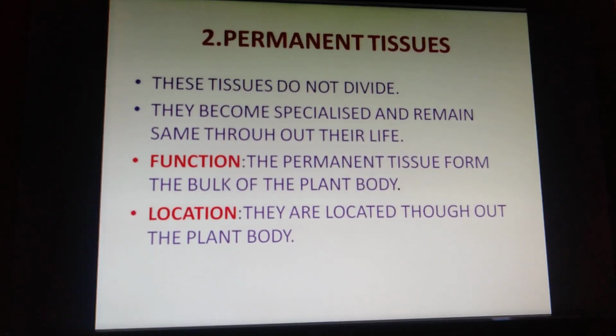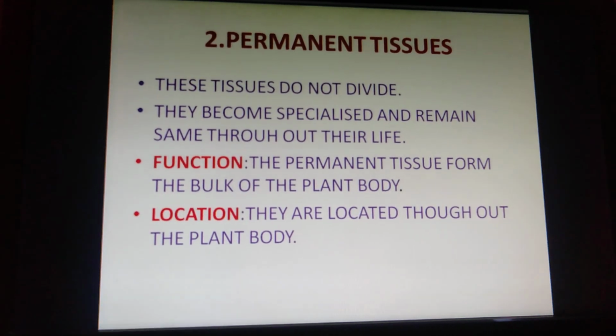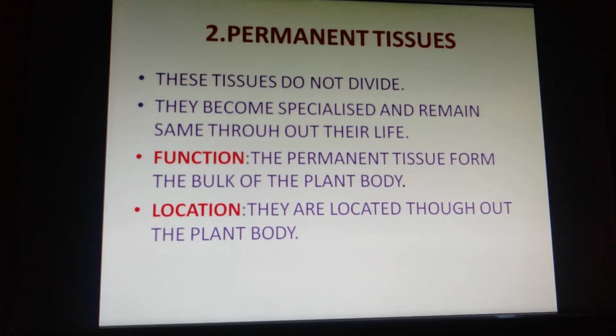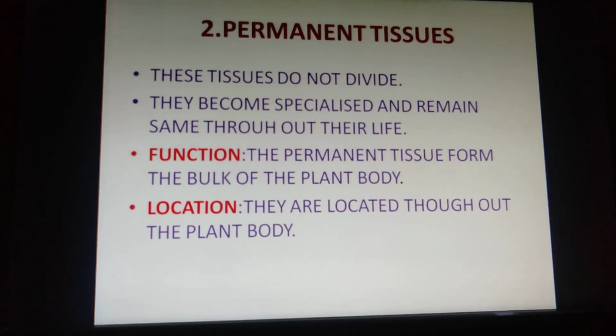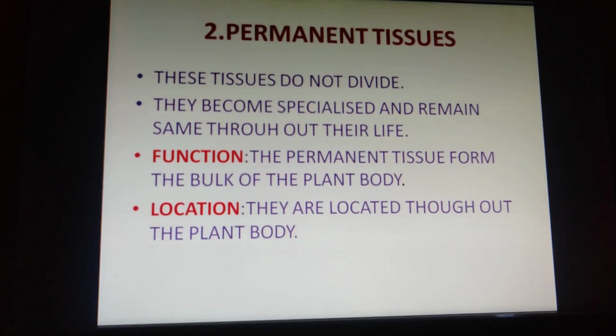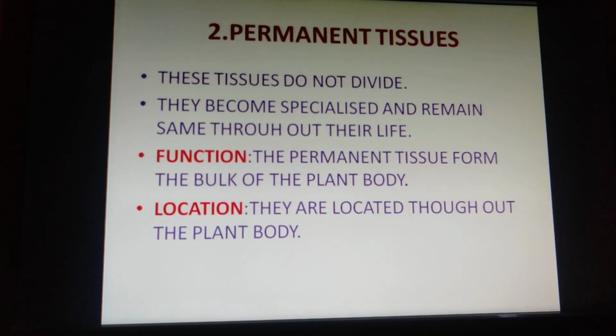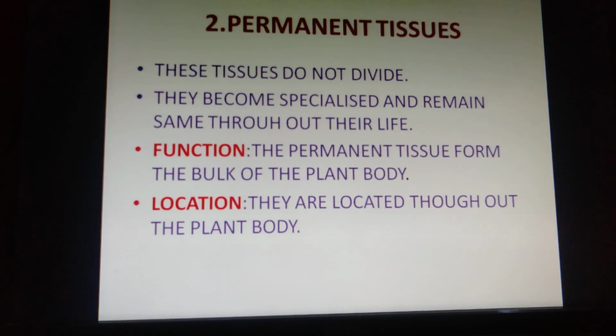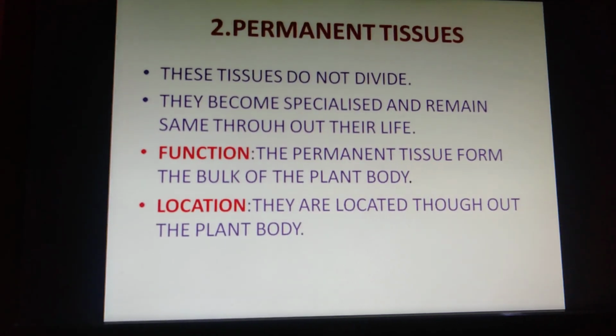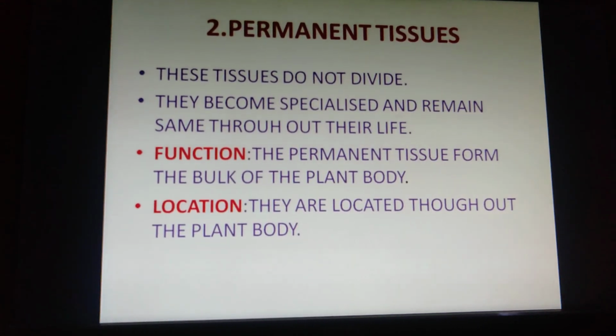What is the function of permanent tissue? Permanent tissues form the bulk of the plant body. Location: they are located throughout the plant body. So the function is that permanent tissues form the bulk of the plant body, and their location is throughout the plant body.